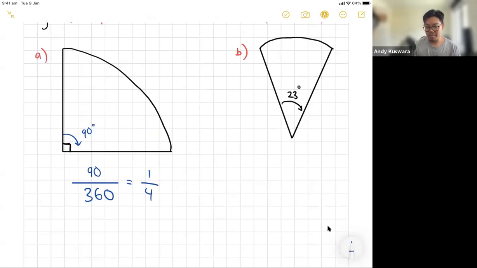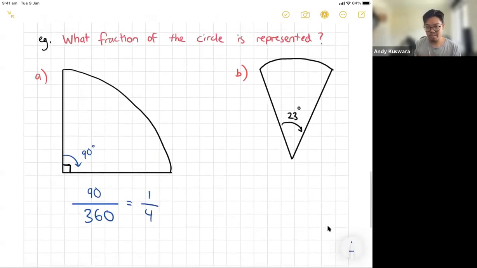But how about this one here? If I said, what fraction of the circle is represented here? 23. I'm just like, what is that? It looks like maybe a 10th. It could be a 12th. It could be 1/15. I don't really know, but I'm going to do the same thing that I know how to do.